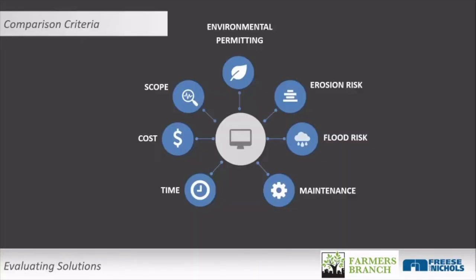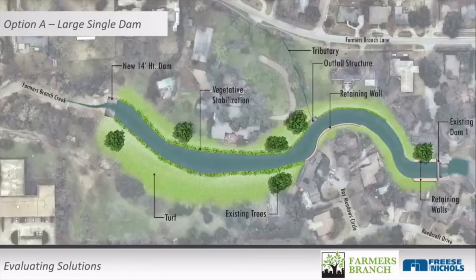To help guide the decision for a long-term solution, each concept was evaluated based on these criteria: scope of work, project cost, implementation time, environmental permitting requirements, maintenance requirements, and the associated flooding and erosion risks. So the first option was to build a new dam at the same location and with the same height as dam number 3, kind of replacing the dam that failed downstream.